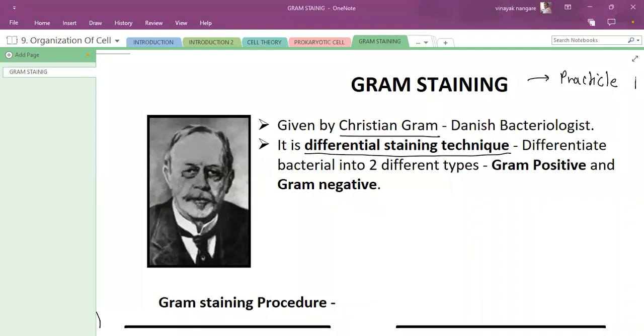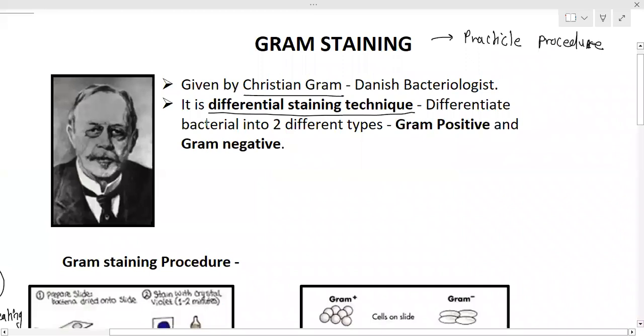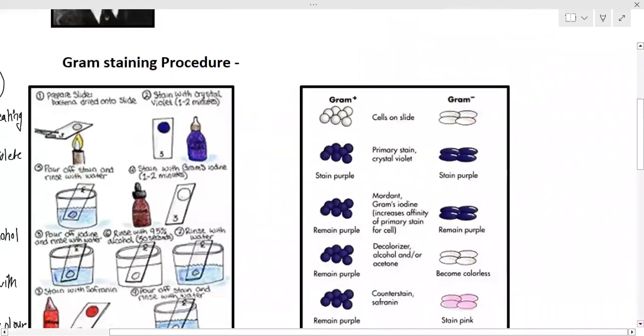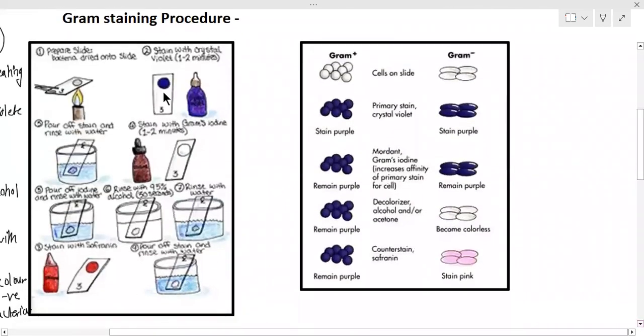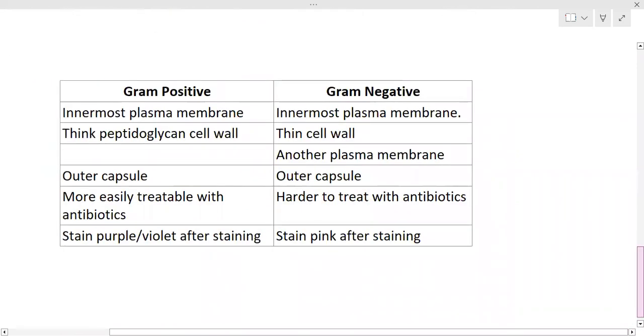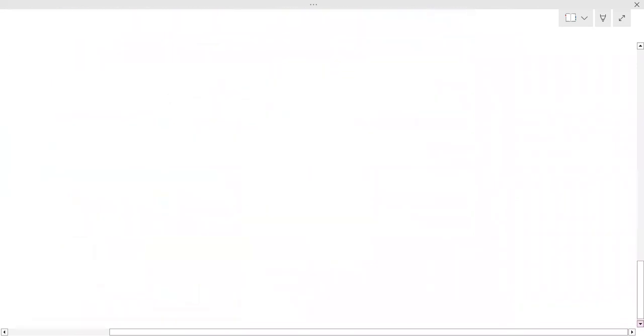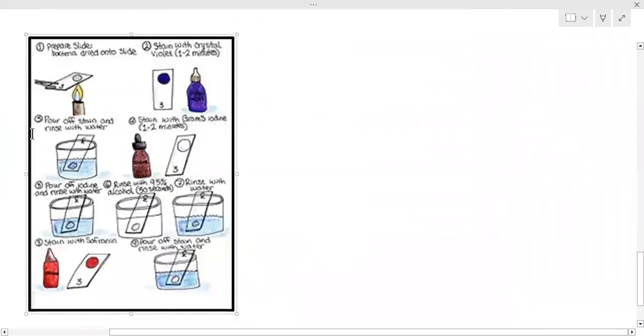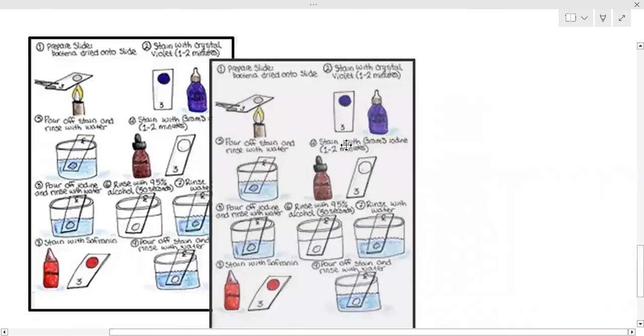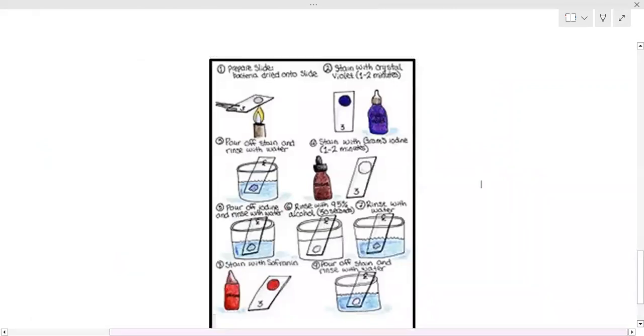Is the screen visible? Yes. So see this diagram. This is the procedure of it. We will copy it and attach it. See over here, this explains the procedure of the experiment.